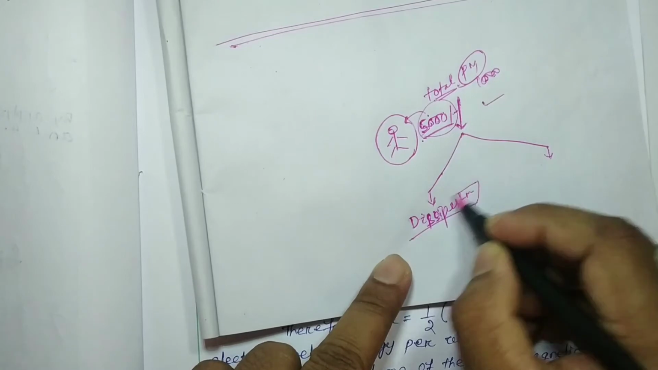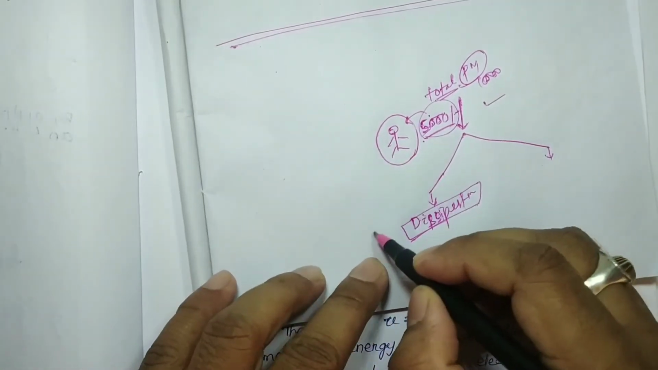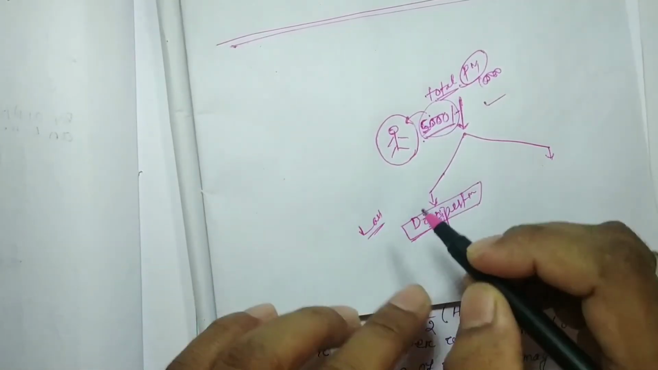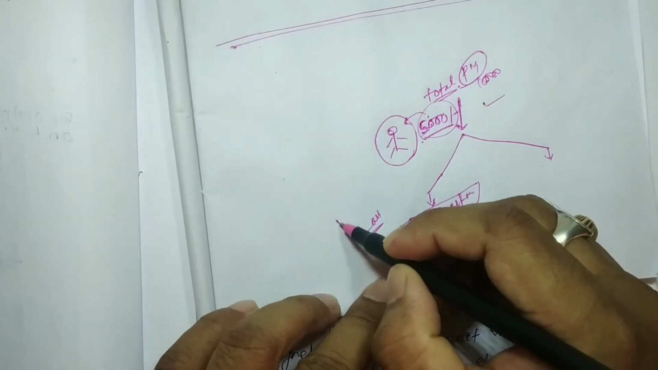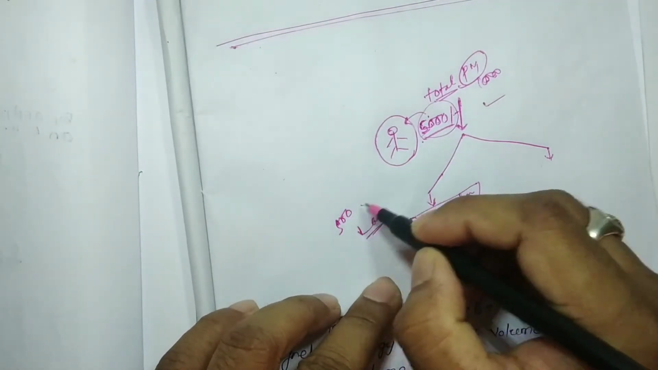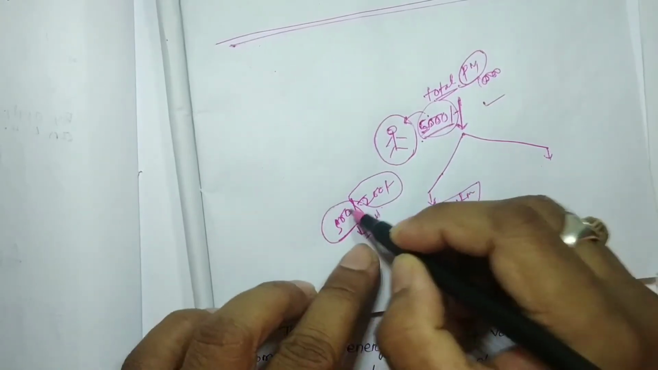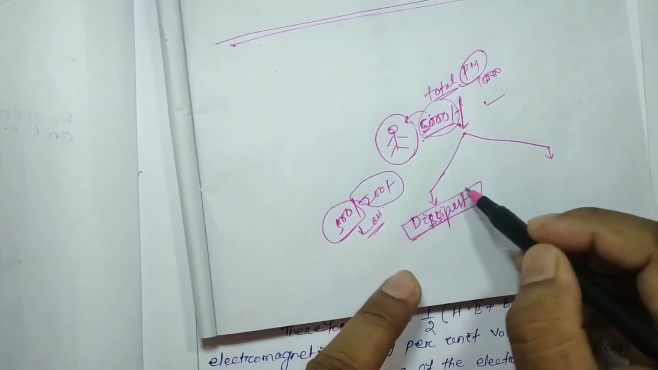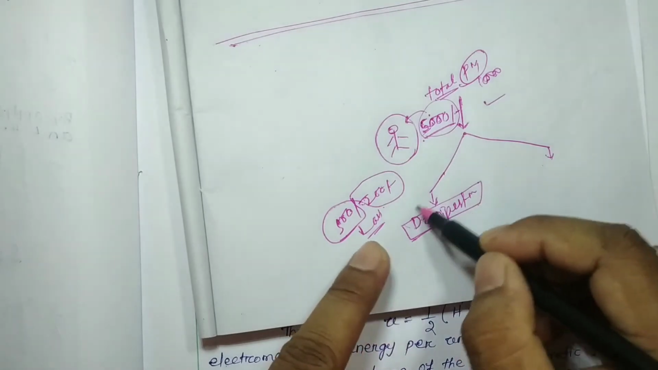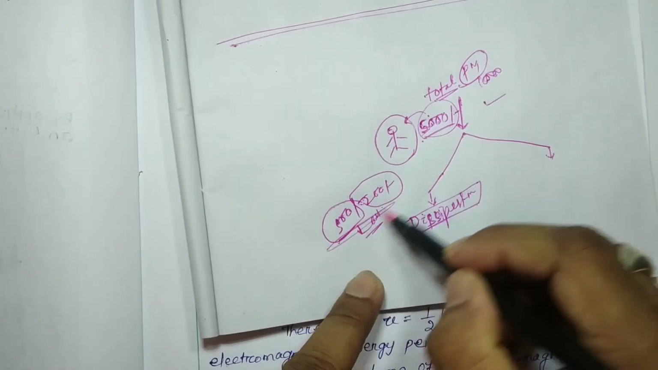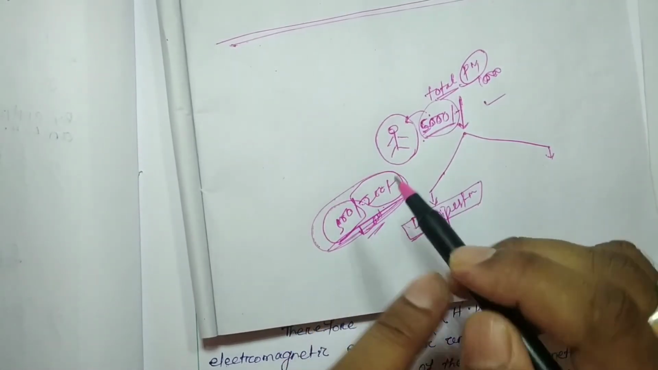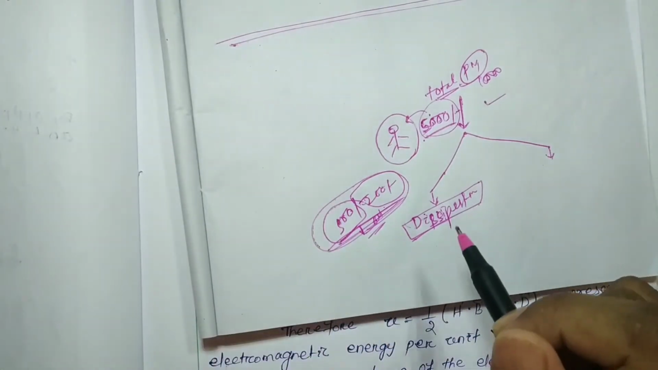Dissipation means, suppose in the last month you borrowed some 1000 rupees, 500 rupees or 200 rupees from your friends, and you are going to give it back to them. So this is called one type of dissipation. It is dissipated, because with this 500 or 200 rupees you did not buy anything from the market.